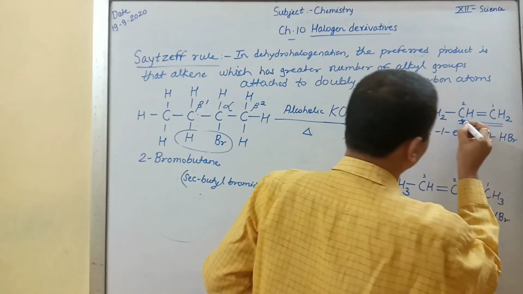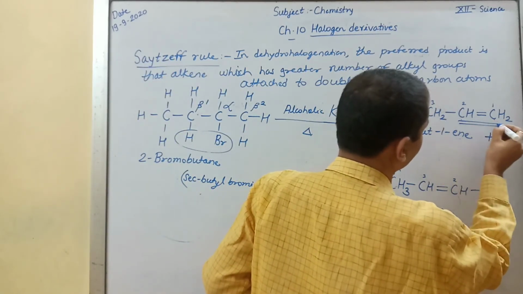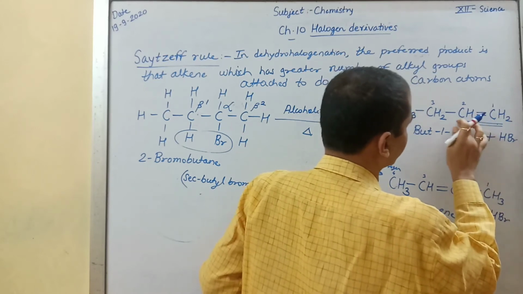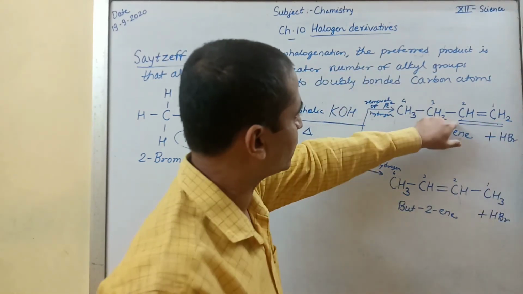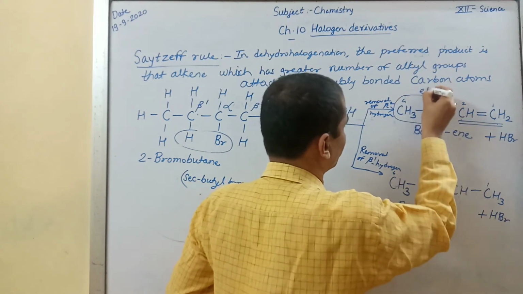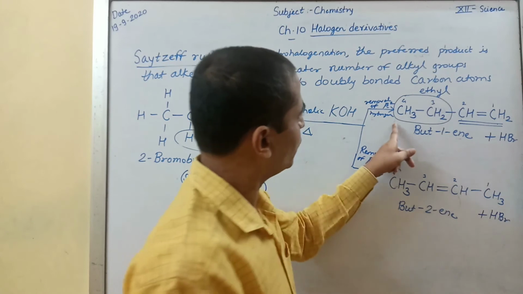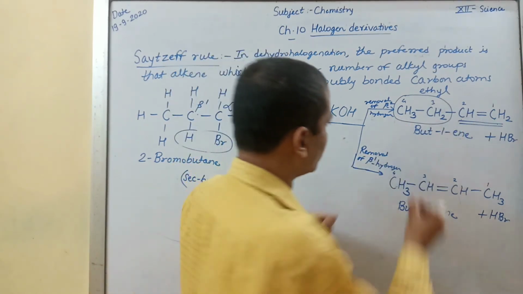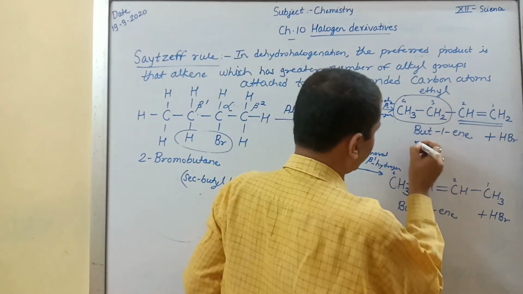here C double bond C, CH double bond CH2. This is what? Carbon double bond. Now to this carbon atom, CH3CH2, that is what? Ethyl group is attached. Means here only one alkyl group is attached, so it is what? Here it is minor.